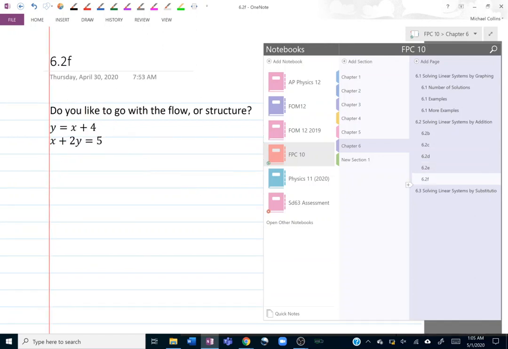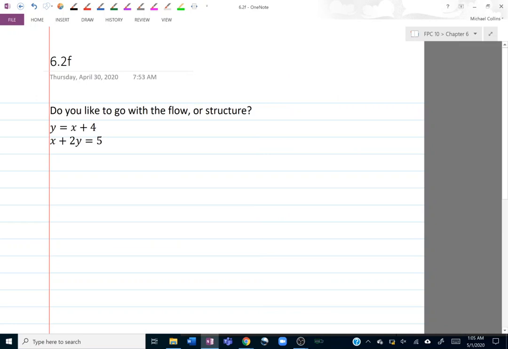Okay, we're on to the last page. I know this is a very long one. Let's look at this one. y is equal to x plus 4, or x plus 2y is equal to 5. So, do you go with the flow, or do you like the structure? I'm going to do this both ways. I'm going to rewrite my top equation with some colors. I've got y is equal to x plus 4. Actually, I think I like this a bit better if I just circle them with colors. I've got my y and my x. Yeah, that looks way better. x plus 4.